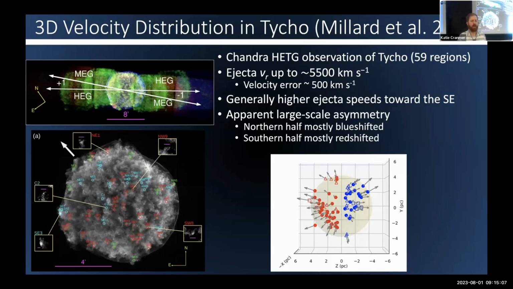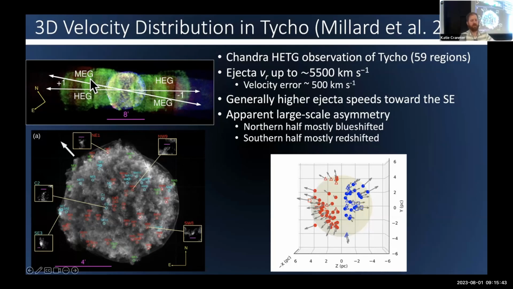But when we looked in more detail, combining our radial velocity measurements with our proper motion measurements, we found that in general, the southeastern quadrant tends to expand faster than the rest of the remnant. And we may be able to attribute this to something to do with the explosion mechanism, since we don't see any interesting variations in the ambient density in that region.